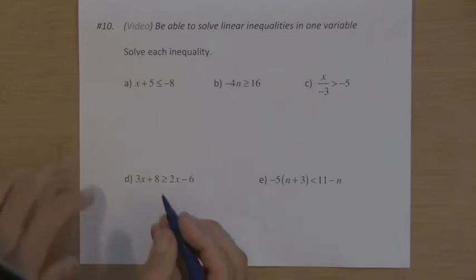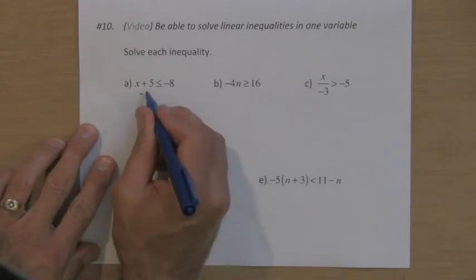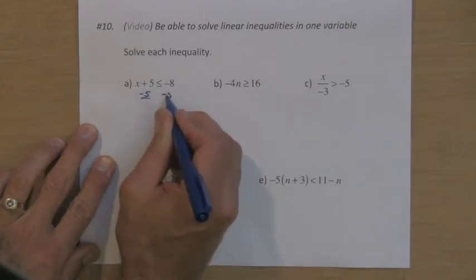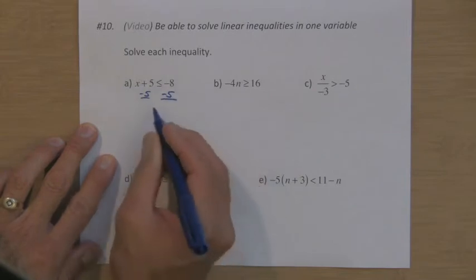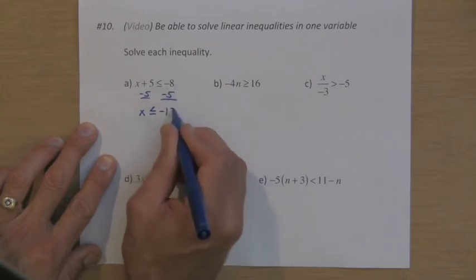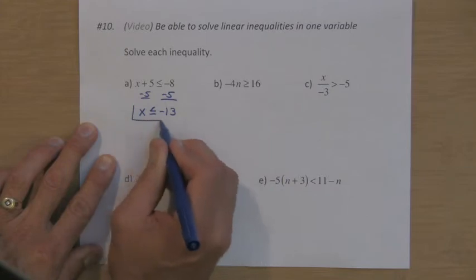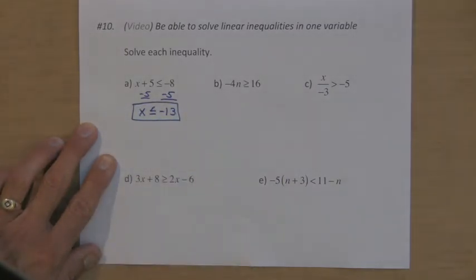So first problem, x plus 5 is less than or equal to negative 8. To get x by itself, I can subtract 5 to both sides. Subtraction doesn't require any sign switching, so I have x, the less than or equal to stays x less than or equal to, and negative 8 minus 5 is negative 13. So my solution is all values of x less than or equal to negative 13.